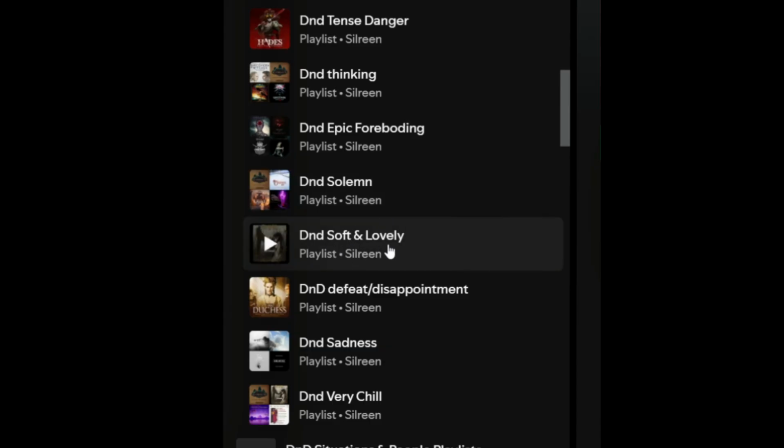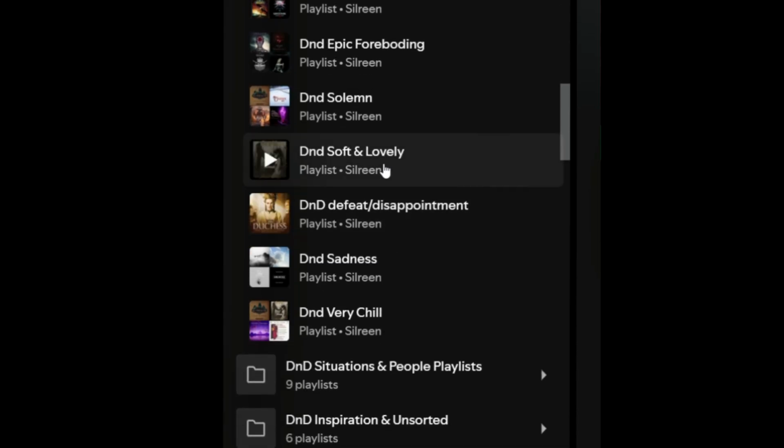Then soft and lovely is for loving connections between players or between players and NPCs. Defeat and disappointment, sadness speak for themselves. And then the very chill playlist is what I play when there's absolutely no danger. The players aren't really engaging with any mystery. They're just around the campfire, they're just relaxing. This is what I play.